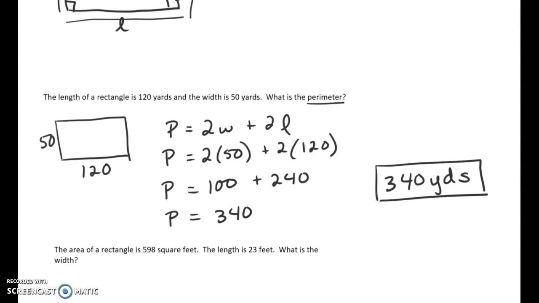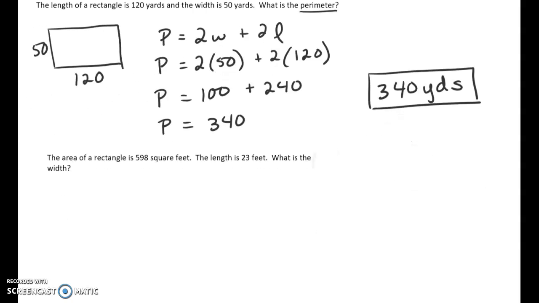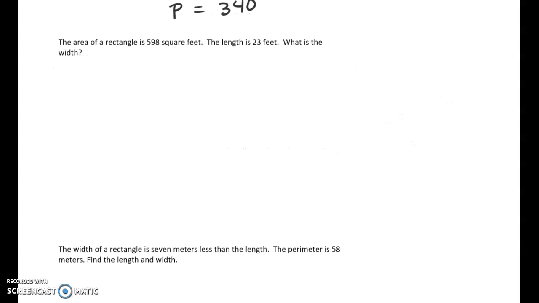And so if you were buying fence for that rectangular plot, you'd need 340 yards of fence. Okay, let's go to the next problem.